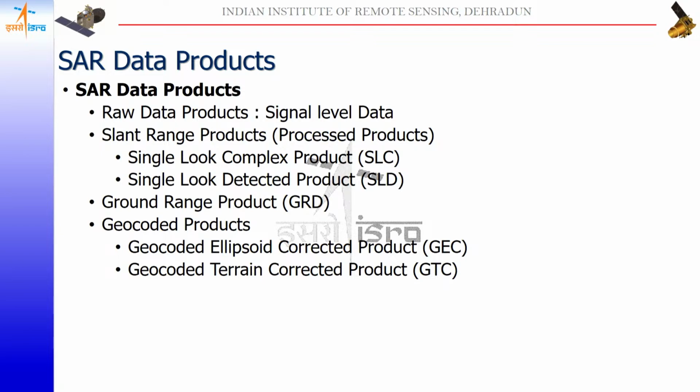SLC is like this because SAR is an active sensor and it transmits the signal in a complex domain. So we receive the signal in a complex domain. Complex means we can have the real part and also the imaginary part.